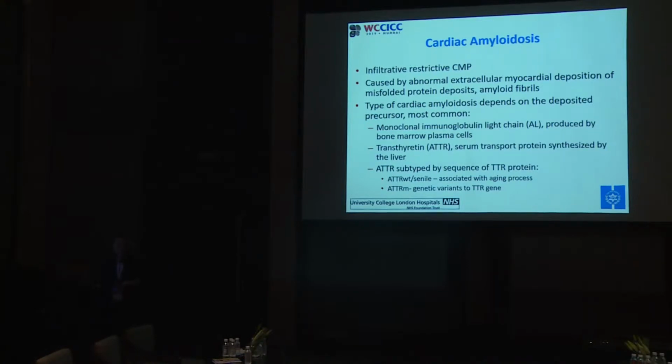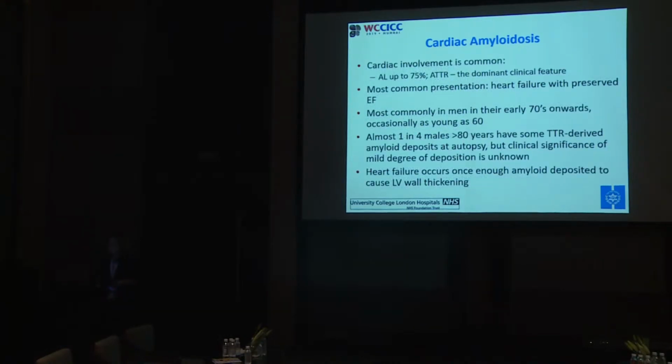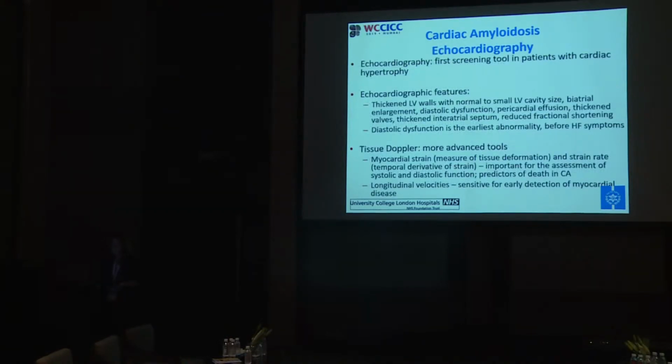And it's again subtyped to wild type or senile, which is associated with aging, and mutant, which is caused by genetic variants. And cardiac involvement is very common, and the most common presentation is heart failure with preserved ejection fraction in elderly men. And heart failure occurs once enough amyloid is deposited and causes left ventricular wall thickening. And therefore, echocardiography would be the first screening tool in these patients with cardiac hypertrophy.